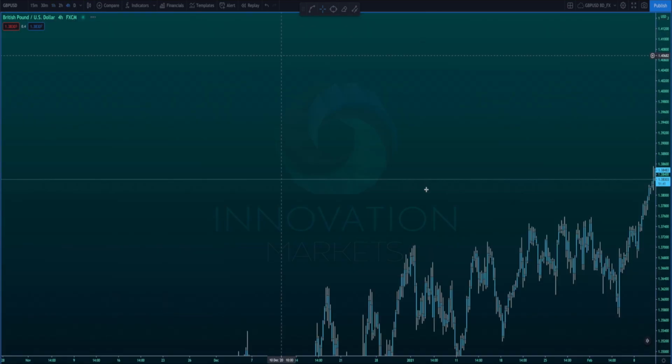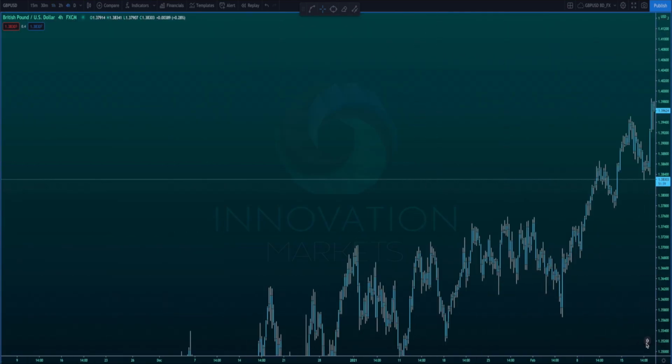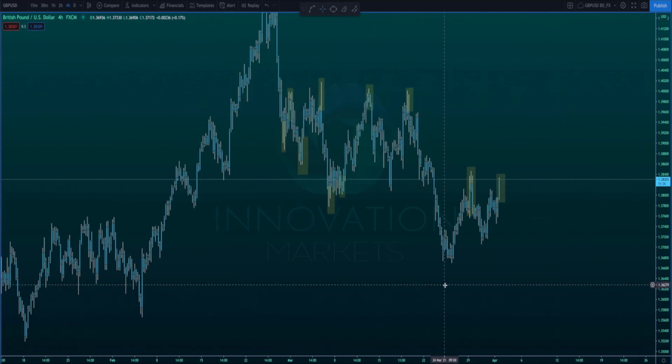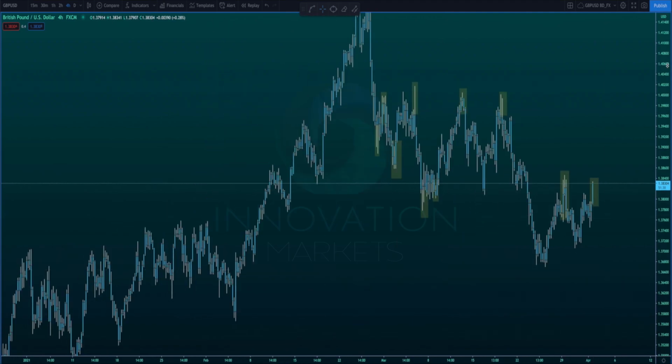So here, do you understand how important the wicks are? I don't want to go into it too much, but it's very important not only to be looking at candlesticks, but to look at the wicks. They're one of the main parts of price action.